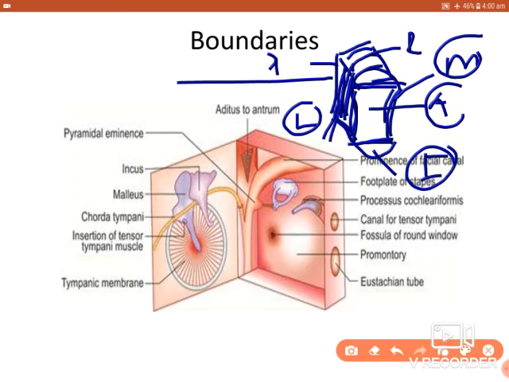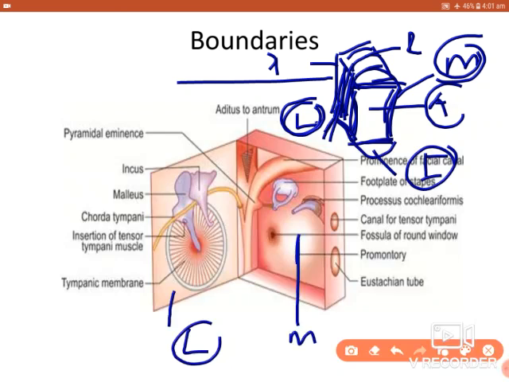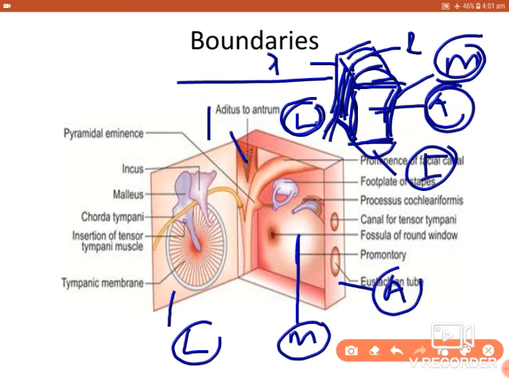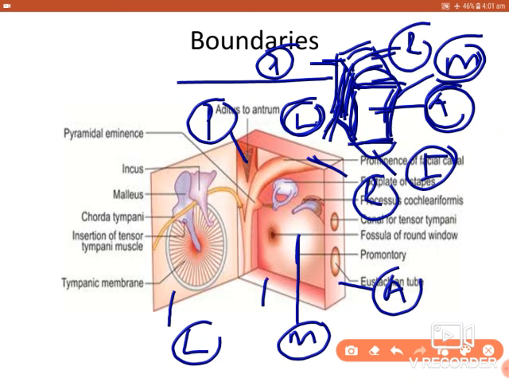So when we cut and open the lateral wall, you can directly see the medial wall. See, this is the medial wall. Then this is the anterior wall. This is the posterior wall. This forms the roof. This one is the floor. So these are the walls of the middle ear.